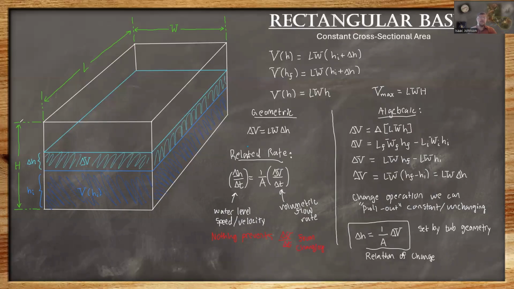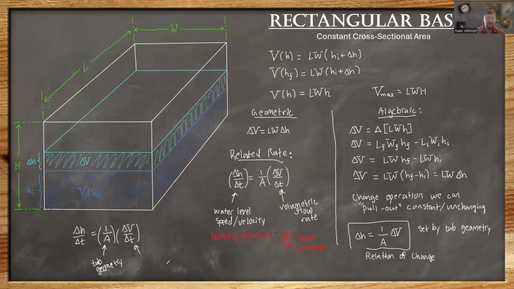And that's a really interesting thing, and this is kind of why the rectangular tub is so nice for calculation, because we have two factors that influence how our height changes in time. The first factor is set by what? What sets the 1 over A term? The geometry of the tub itself. Exactly. Tub geometry, and that's it.